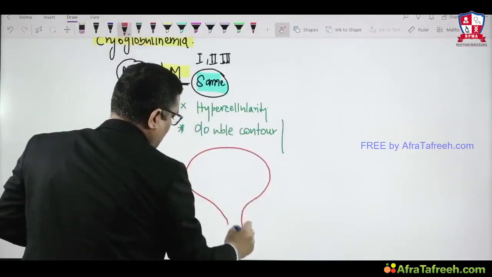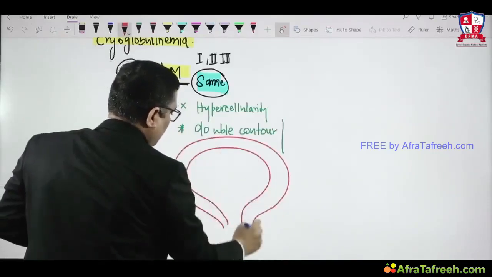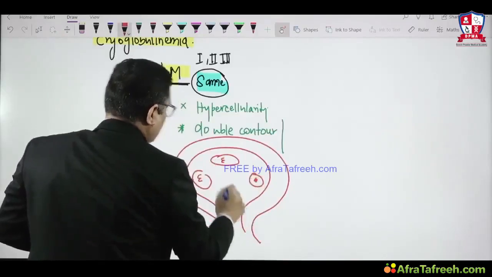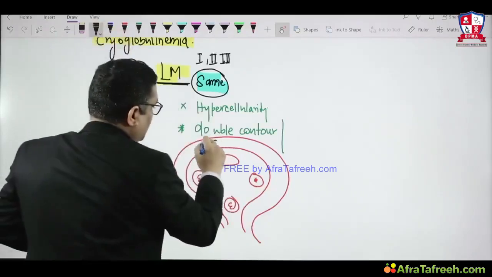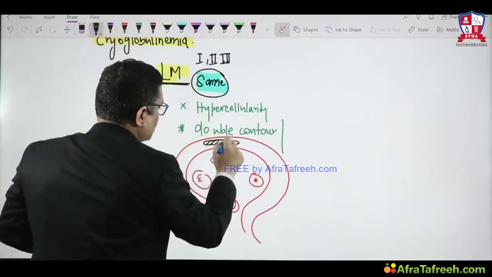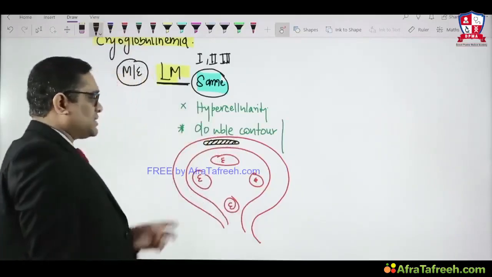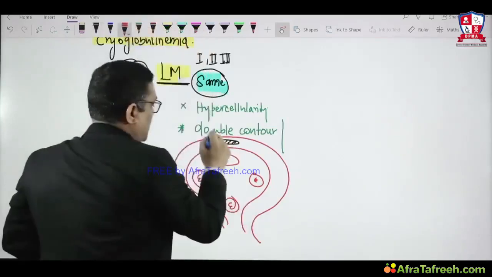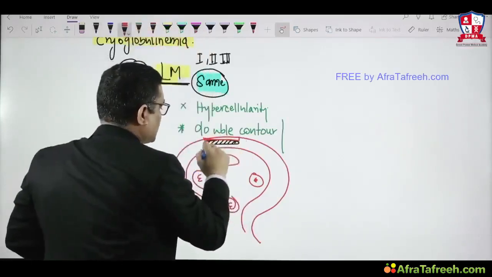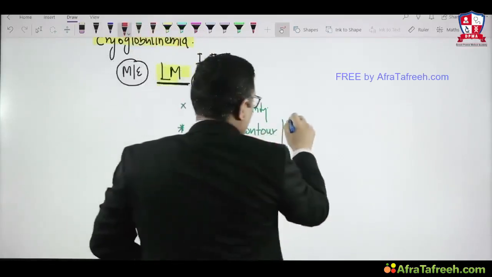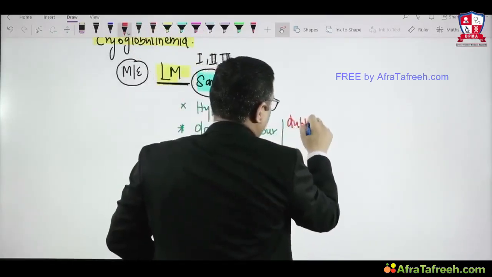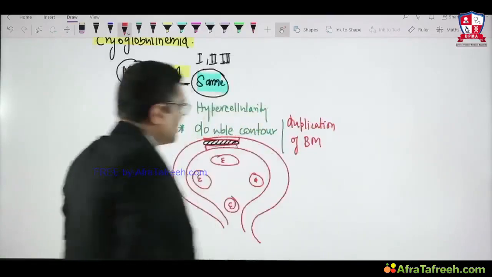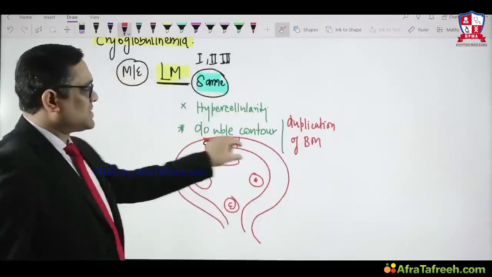Suppose this is the capillary, basement membrane, endothelial lining, right? So when immune complex deposit is here, suppose this is the immune complex deposit between the basement membrane, then we can see there is a double contour. So we think the basement membrane is having two layers, there are two basement membranes. This is called double contour, or it is also called duplication of the basement membrane, or tram track appearance.